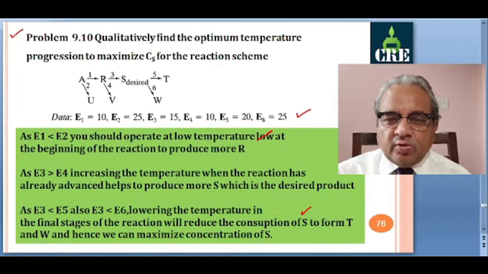So you will start at low temperature, then operate at high temperature, and when sufficient S is formed, your aim is to suppress the formation of T and W. So you will further lower this temperature.